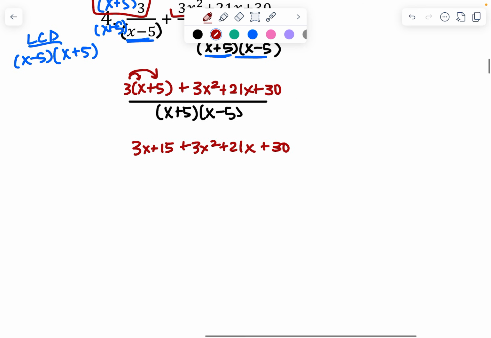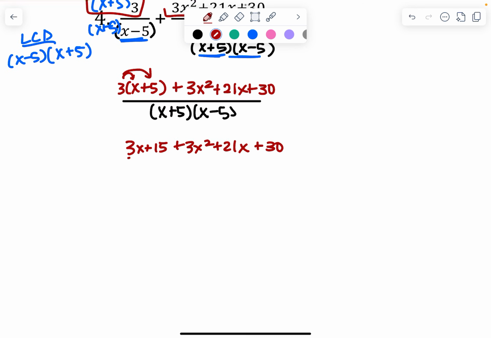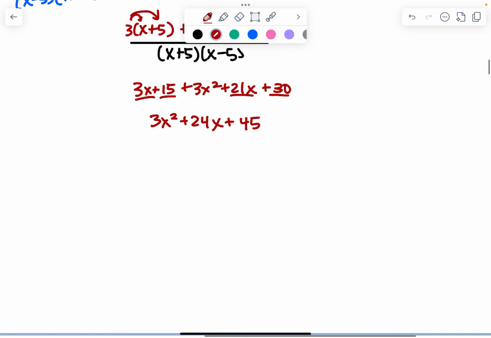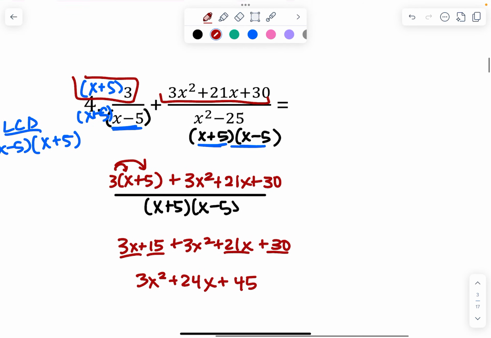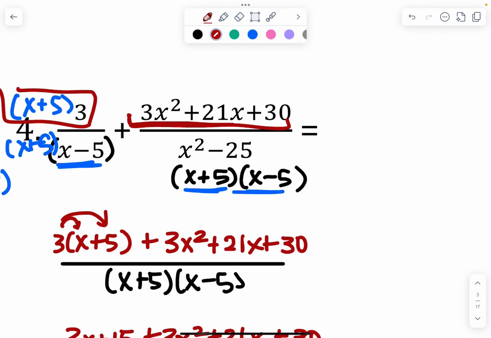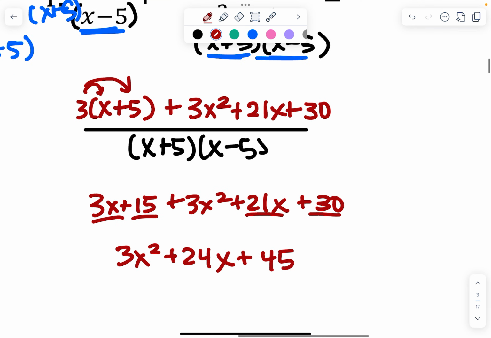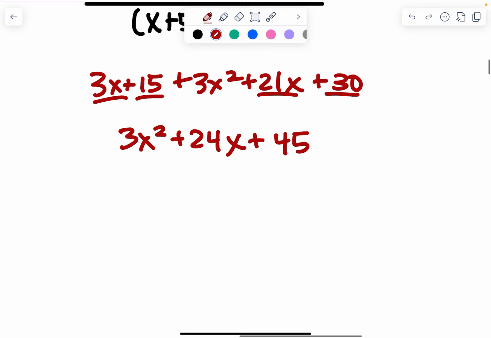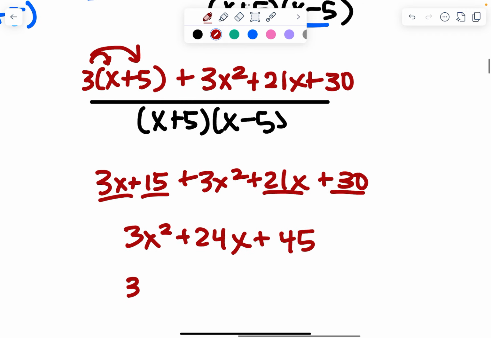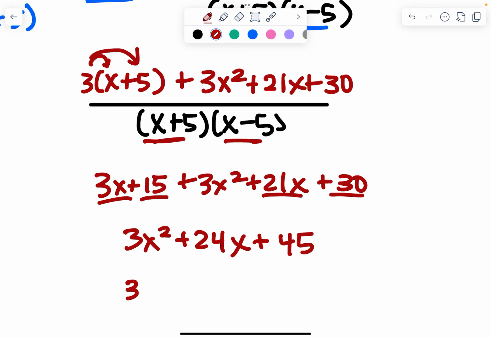And then start combining some like terms. And so I have 3x and 21x, which would give me 24x. And then 15 and 30 would give me 45. And so before I bring back the denominator, we do want to try to factor it. And so you don't want to factor the numerators here. You want to simplify it first after you combine them. And then if you're left with a quadratic that's factorable, that's when you want to try to factor it, because it could cancel with one of these.